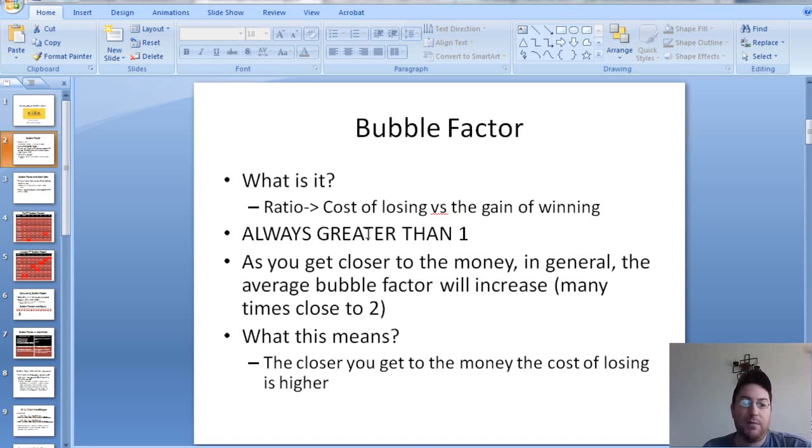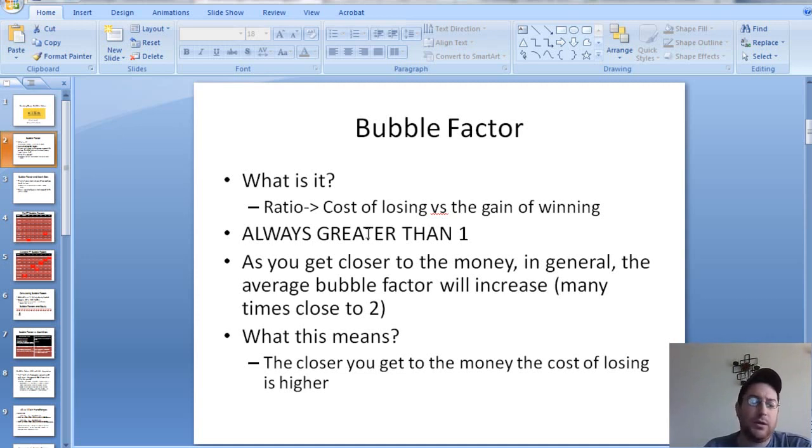Now, the type of game will determine how big of a ratio that ends up being. But again, the closer you get to the money, the higher the cost of losing gets. We'll break down how stack size and the different types of games will affect your decision making. But again, it gives a number to ICM.